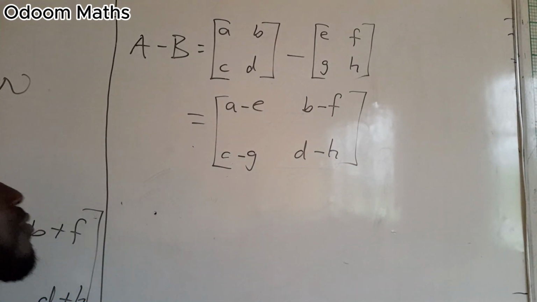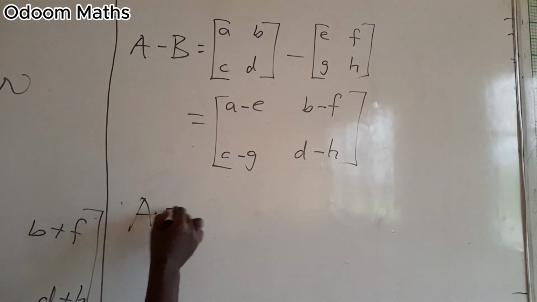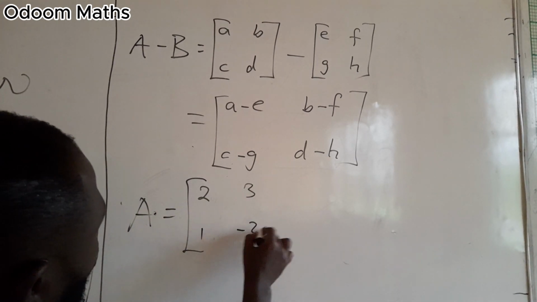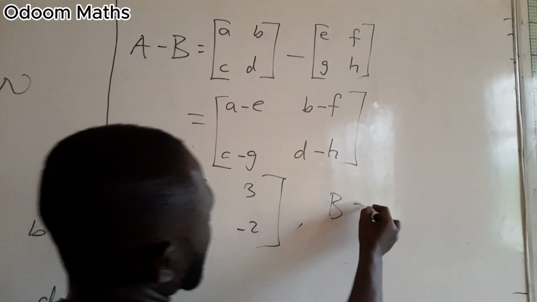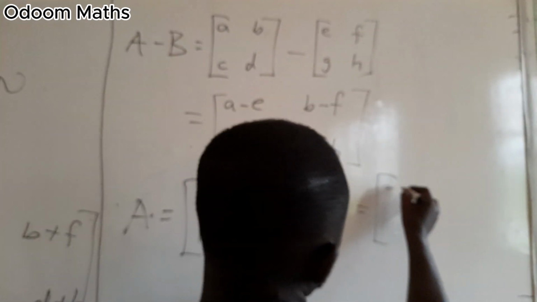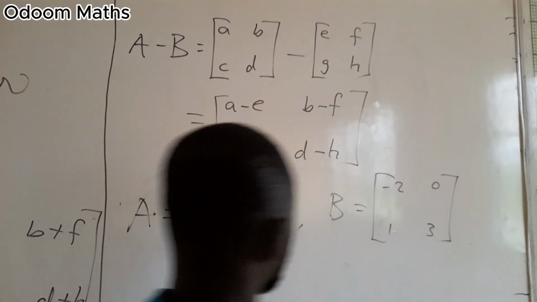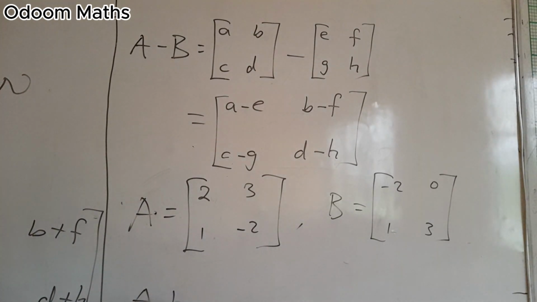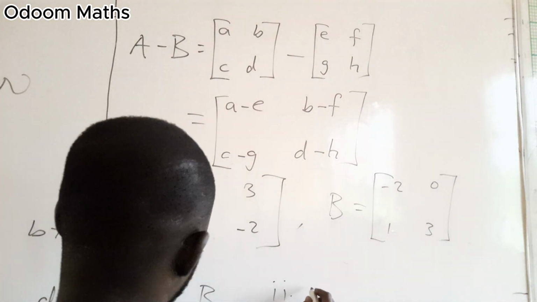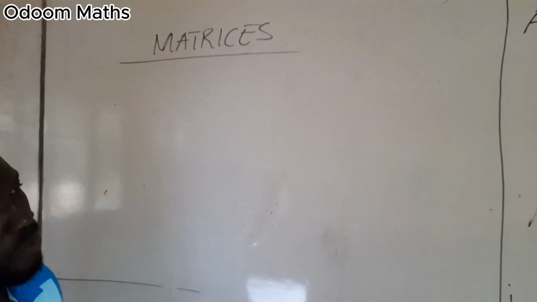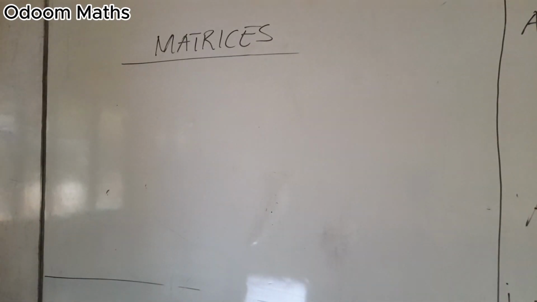Okay, so now let's look at two examples. Let's assume we have a matrix A that is equal to 2, 3, 1, 2, and another matrix B that is negative 2, 0, 1, 3. We are asked to add, that is the first question, and the second one we have to subtract, that is A minus B. First example, we have to add A and B.